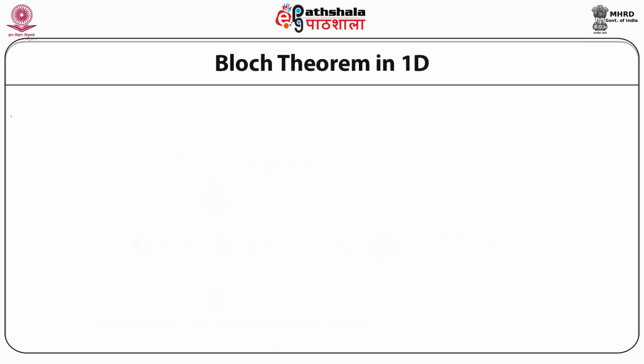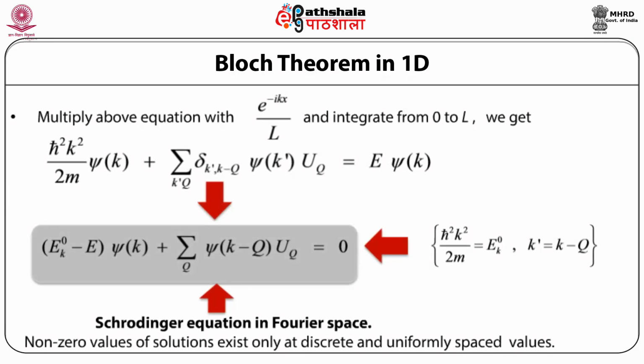Now what we do is that this Schrödinger equation which we have written down in Fourier space, we multiply it by e^{-ikx} by L, where k is equal to 2π l divided by capital N, and we integrate it from 0 to capital L. So this gives us ħ² k² divided by 2m φ_k plus summation over k', Q of δ_{k', k−Q} φ_k' U_Q, which is equal to E φ_k. In deriving these previous results, we have made use of the following results.